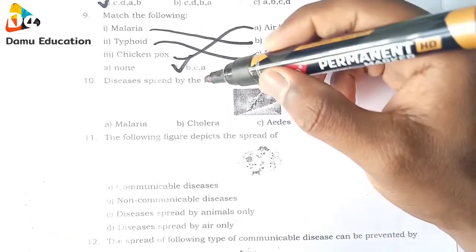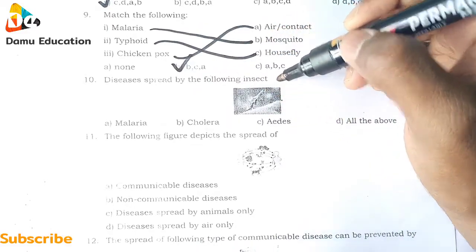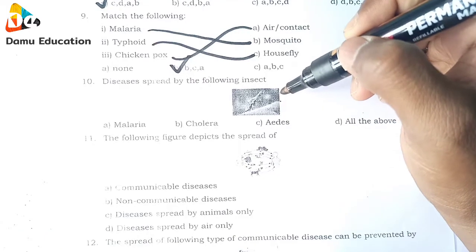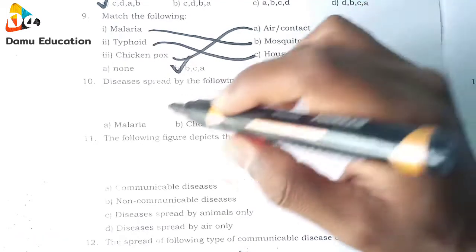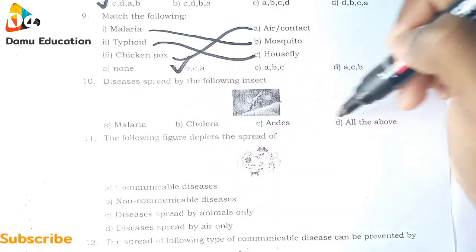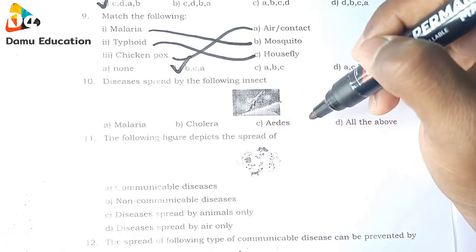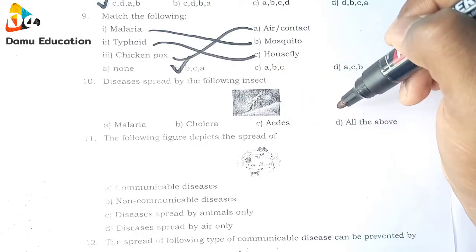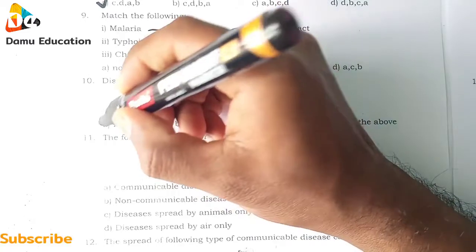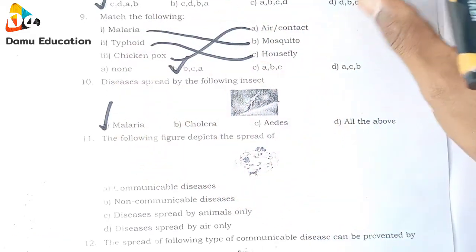Next one, diseases spread by the following insect. So here mosquito is given, here it's not visible correctly to you. Then first one is malaria, cholera and Aedes, all the above. So cholera, Aedes all will come from, so what is that? Houseflies. So malaria, first one, option A.